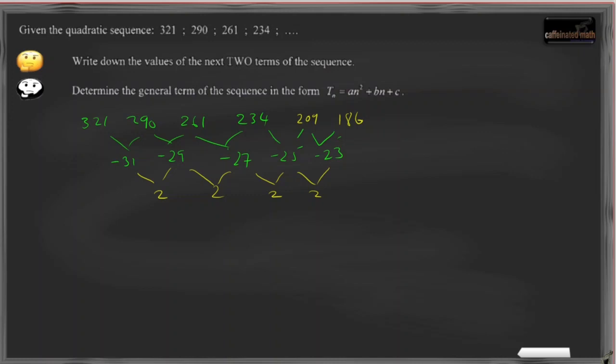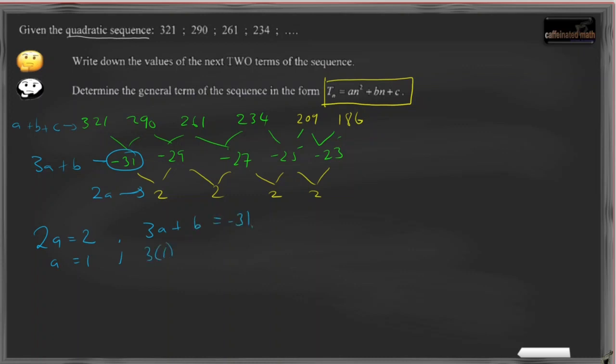Determine the general term of the sequence in the form t_n equals an squared plus bn plus c. Well, that's to be expected given that this is a quadratic sequence. So let's go about it. We know that term is equal to 2a. That one is 3a plus b, and that one is just a plus b plus c from our theory. So 2a is equal to 2, therefore a is equal to 1, and then 3a plus b is equal to negative 31.